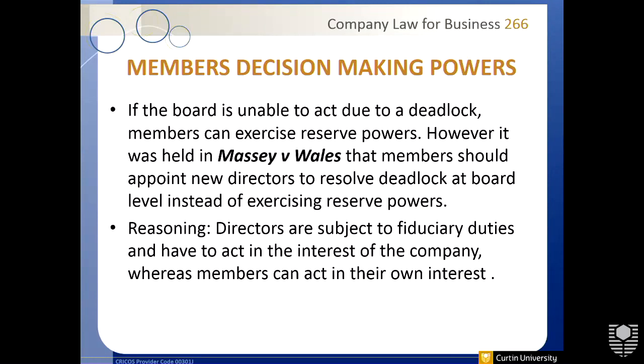And this was decided in the case of Massey and Wales, that members should appoint new directors to resolve deadlock at board level instead of exercising reserve powers. The reasoning is that directors would have to act in the best interest of the company, whereas members will act in their own self-interests. All right? They will look after themselves. They don't really technically care much about the company, because you want profits to come to you, in terms of bigger dividends. So you will decide according to what is best for you as a member.